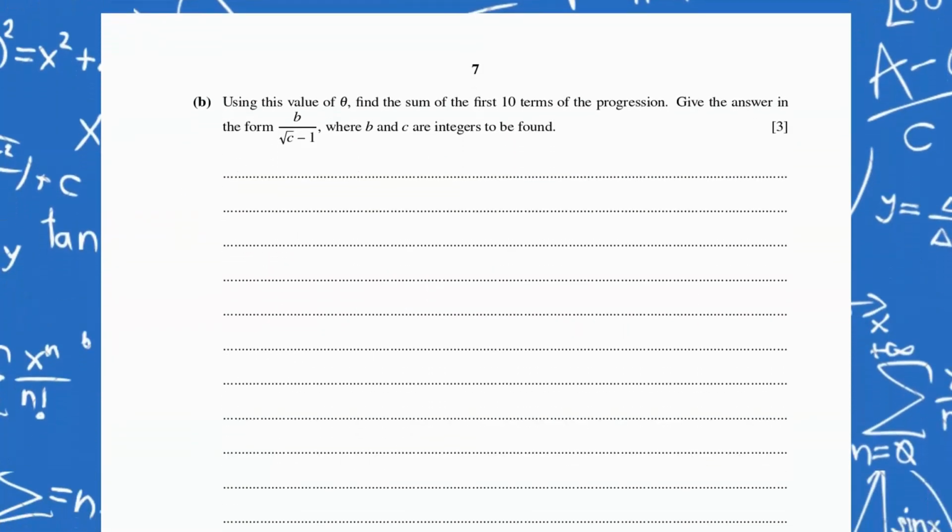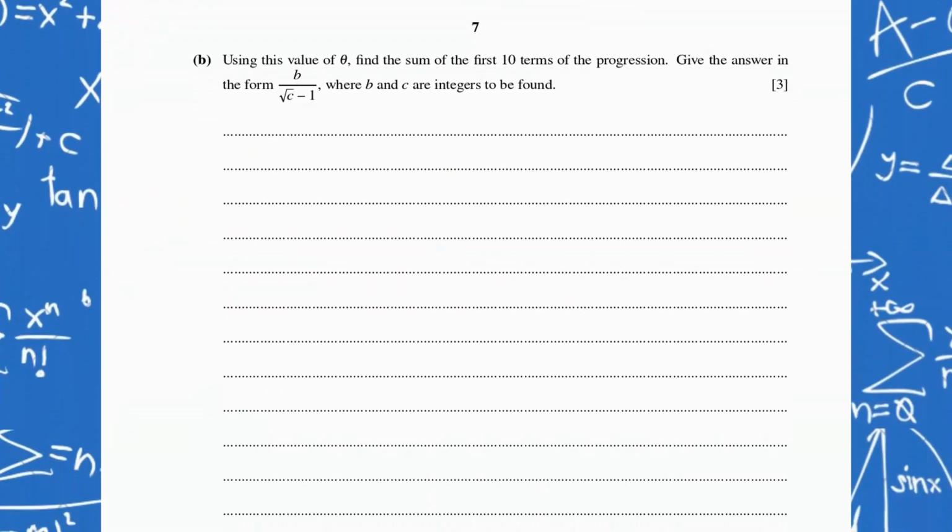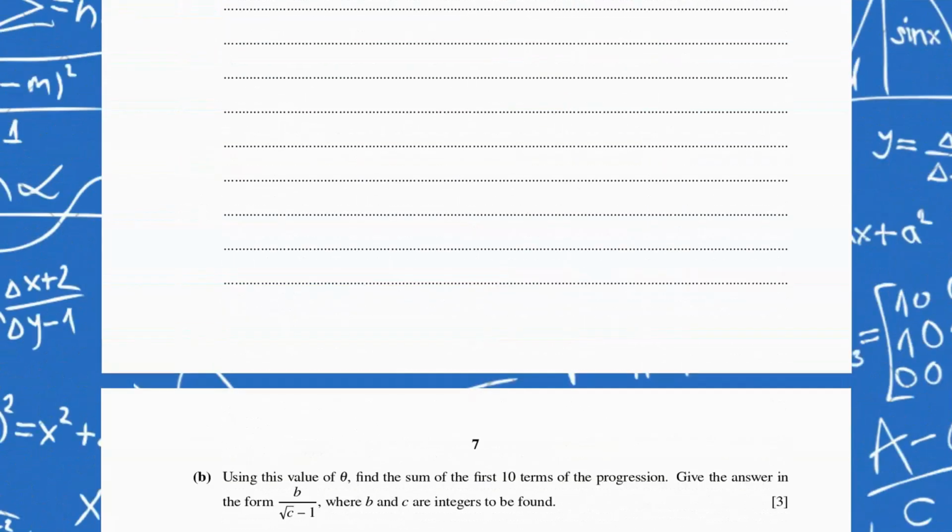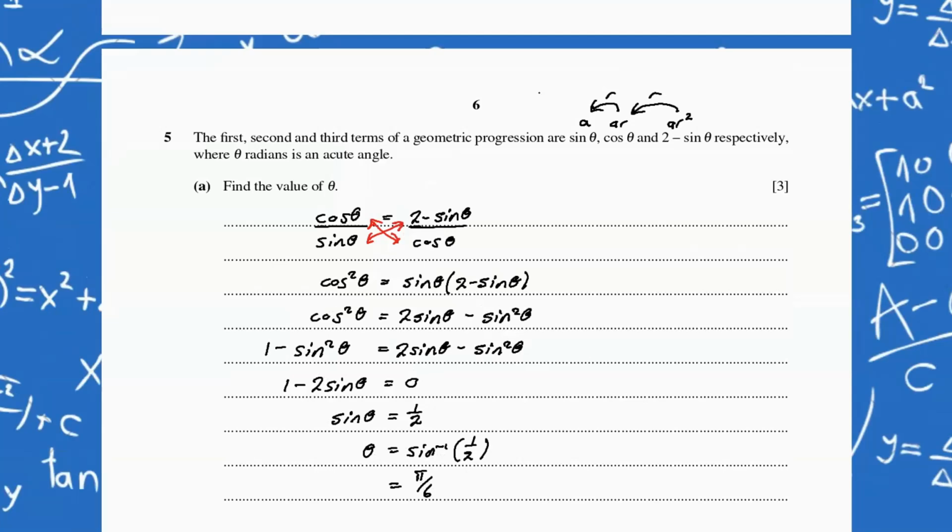Now on part B, they say, using this value of theta, find the sum of the first 10 terms of the progression. Give the answer in the form b over root c minus 1, where b and c are integers to be found. So they are saying that we should use this value of theta. So the first term, according to the information they gave us right above, let me just make use of this information.